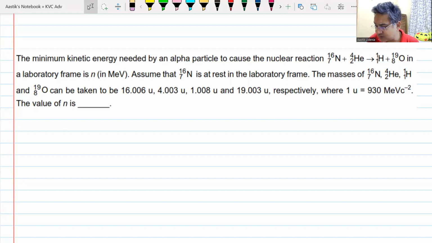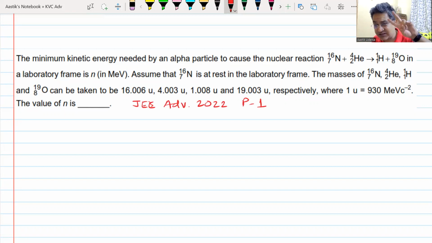That takes us to this question, and this is the question that I was talking about. This is your question from JEE Advanced 2022, paper 1, section 1, question 2, numerical type, +3 and 0. The minimum kinetic energy needed by an alpha particle to cause the nuclear reaction in a laboratory frame is N in mega electron volt, assuming that nitrogen-16 is at rest in the laboratory frame, and some values are given. You have to find out the value of N.